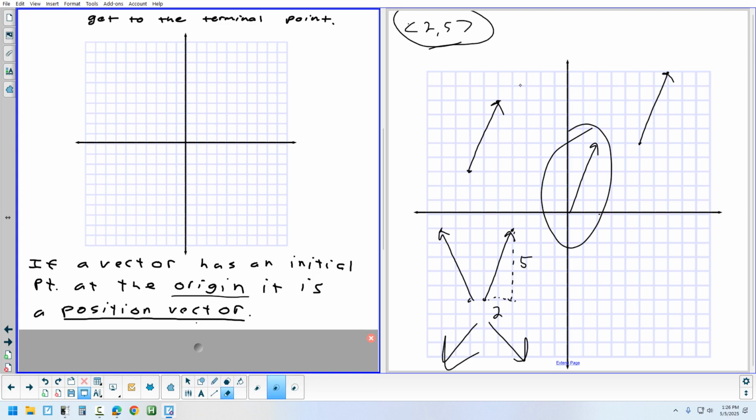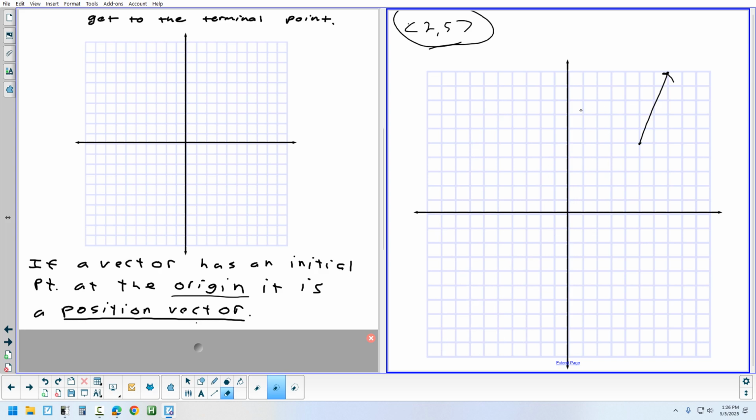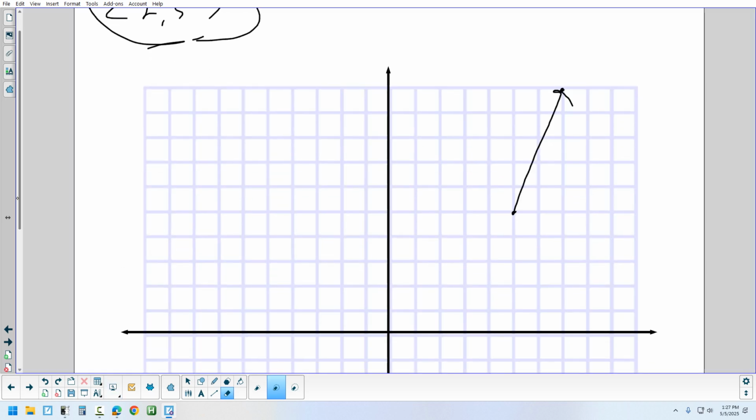So let's erase all these other ones and see if we can figure out this vector from this picture. We already know the answer. The answer is 2, 5. But let's pretend that you don't know it's a 2 and a 5, and I want to figure it out based on knowing where it starts and stops.